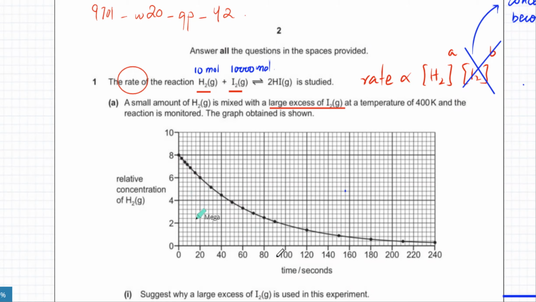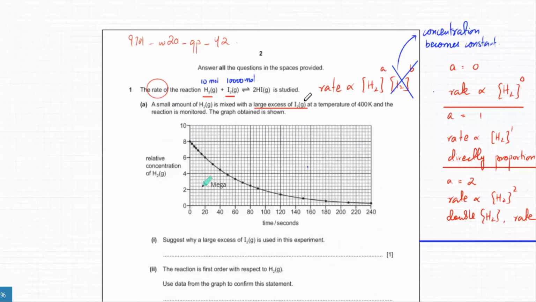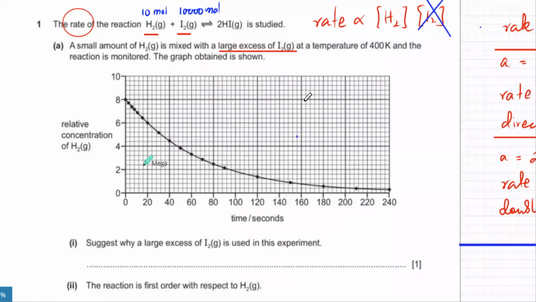Order one means that the rate is directly proportional. H2 decreases, the rate slows down. The way you figure that out is you measure the half-life. Half-life is the time it takes for the concentration to decrease by half, which in this case would be this. The second half-life would be the time required for the concentration to decrease by half again.